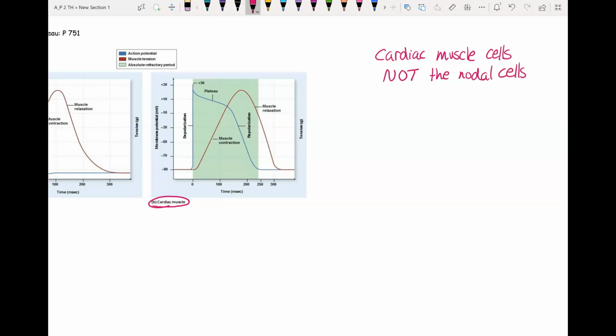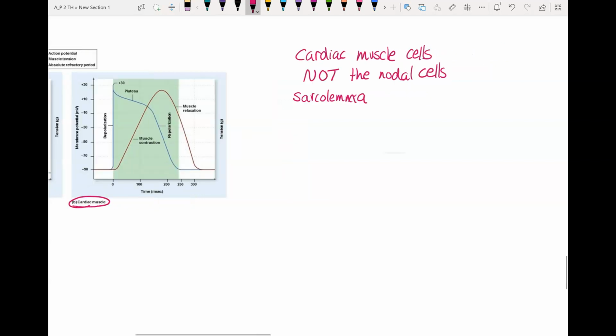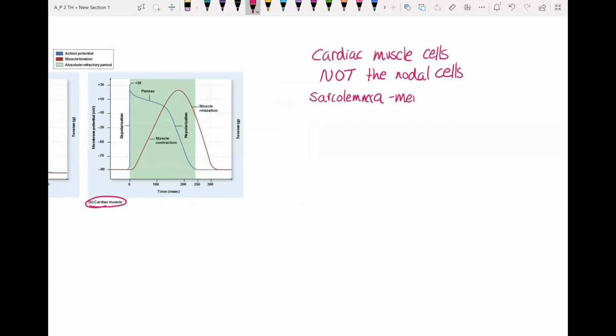So we're going to be talking about voltages. And we just finished talking about voltages in nodes. But this is not the same thing. This is different. Remember the sarcolemma? So again, if you have forgotten chapter 10, you have to go back and review that. Sarcolemma is the membrane of a muscle cell. And it has action potential and resting membrane potential just like a neuron.